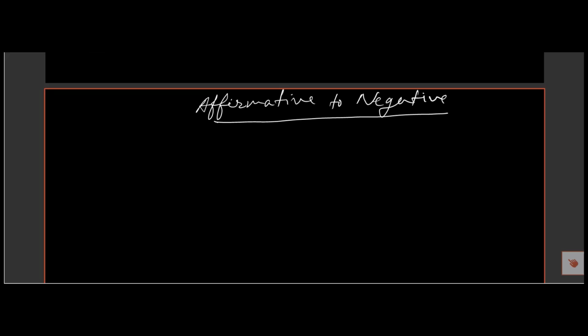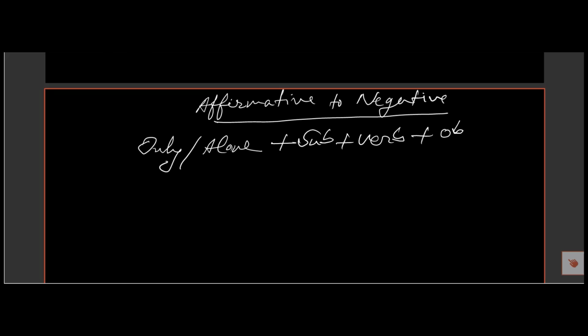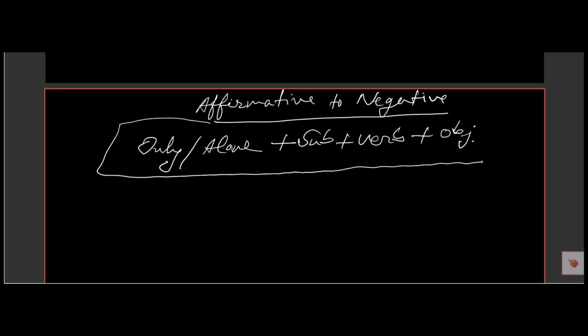We know an affirmative sentence begins with "only" or "alone," and then subject, verb, object. This is affirmative only if there is "only" or "alone" in this sentence.